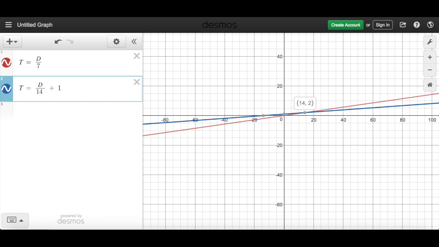For the check, I decided to plug this into Desmos, and sure enough, it showed us that t equals 2. But it also showed us what d's value is, which is 14.